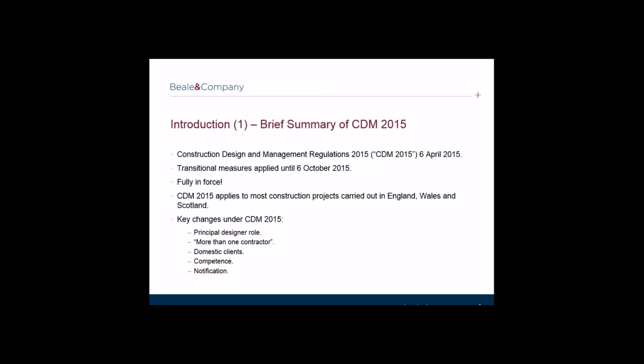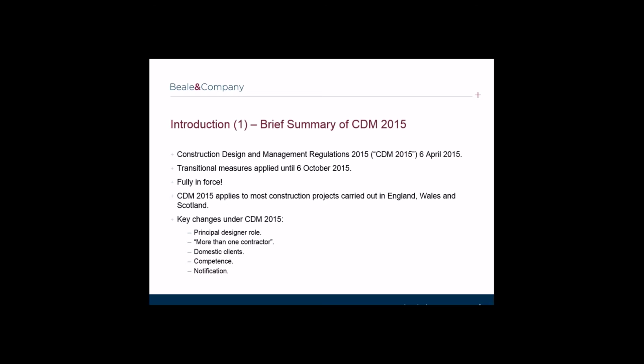The key changes brought in by CDM 2015 are the introduction of the principal designer role for projects of more than one contractor or where it is reasonably foreseeable that more than one contractor will be involved, changes to the competence requirements, development of the regulations to cover domestic clients, and changes to the parameters for notifying projects to the Health and Safety Executive.